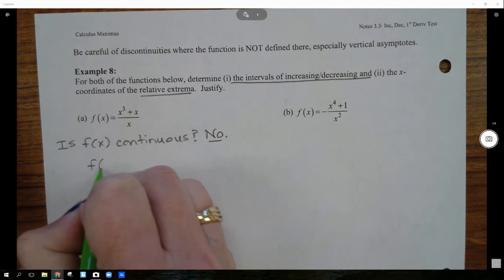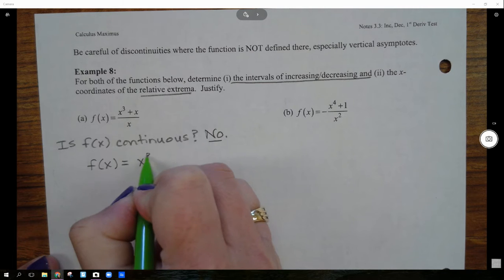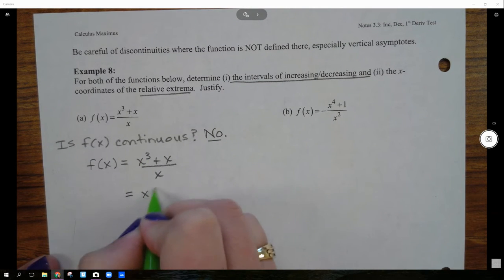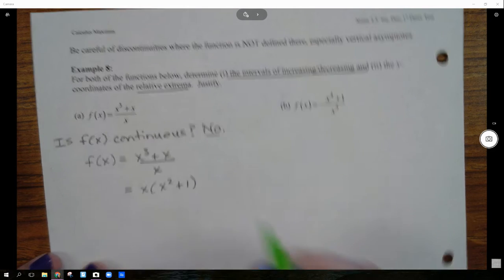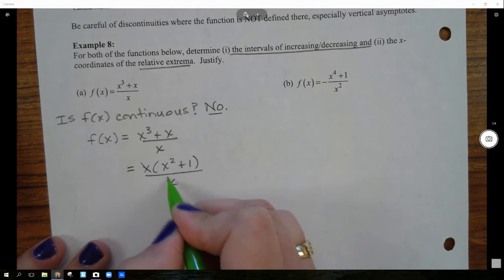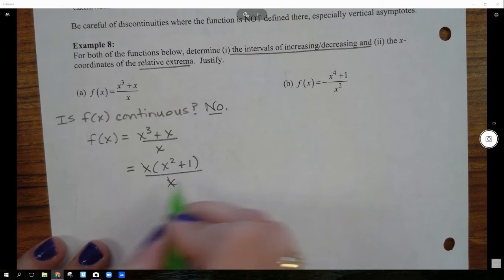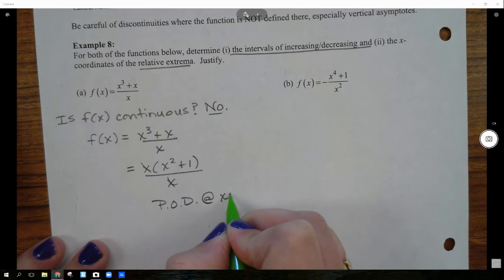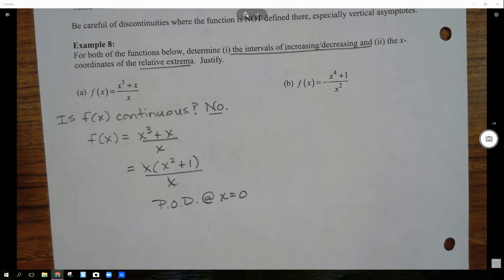Look what you've got here. If I take f of x and I factor the numerator, I can take an x out. I'm left with x squared plus 1 all over x. And so I can cancel this x and this x. So that means that there is a point of discontinuity at x equals 0. So this function is not continuous.